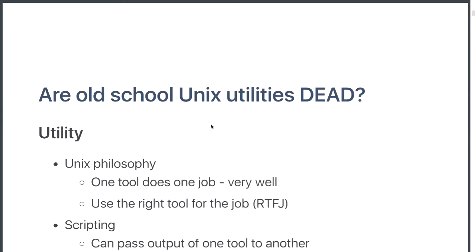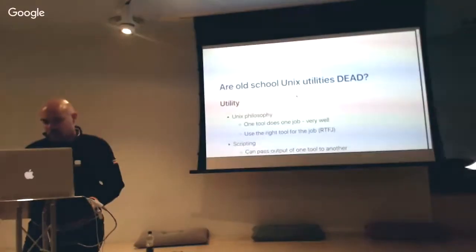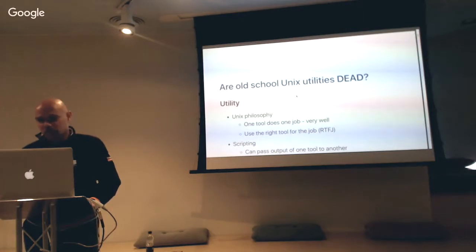So are old school Unix utilities dead? Do we still need them? What is a utility? Under the Unix philosophy, it was one tool does one job, and it does it very well. Use the right tool for the job, as I like to call it, RTFJ. Under Unix, we could do a lot of scripting, and we can pass output from one tool to another, from standard in, pipe it through to a tool, and then pipe it out to standard out. And we'll be doing a bit of that.